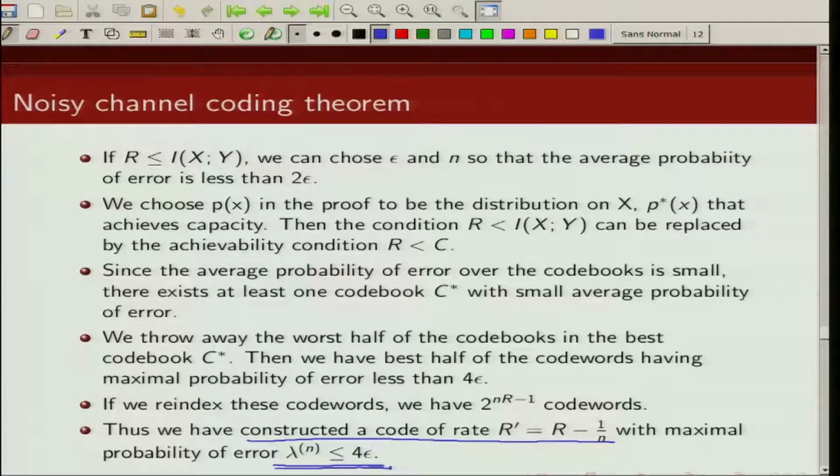So if n is very large, there is hardly any rate loss, and you can see the maximal probability of error goes to 0 as n is large, because the maximal error probability is upper bounded by 4 times epsilon. So this proves that when our rate R is less than capacity, then we can reliably communicate, because we have shown that the maximal probability of error is bounded by 4 epsilon.